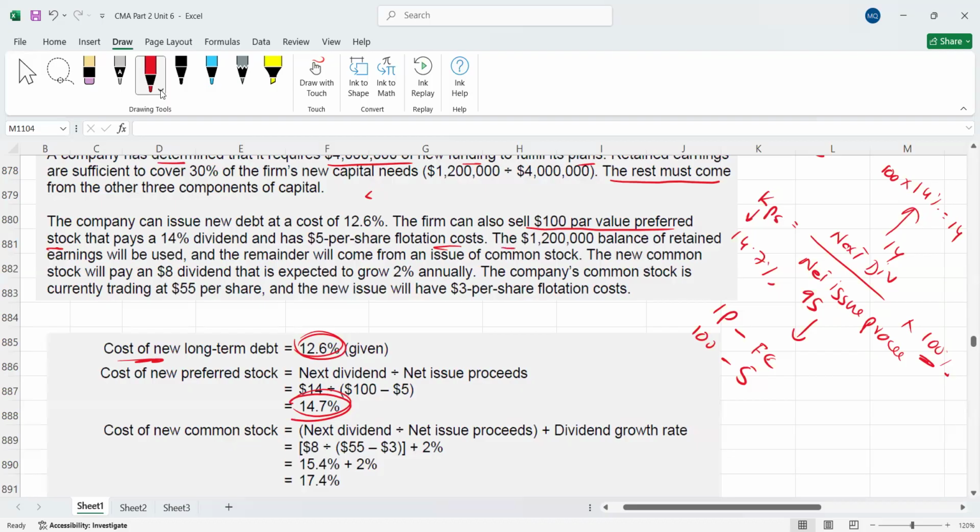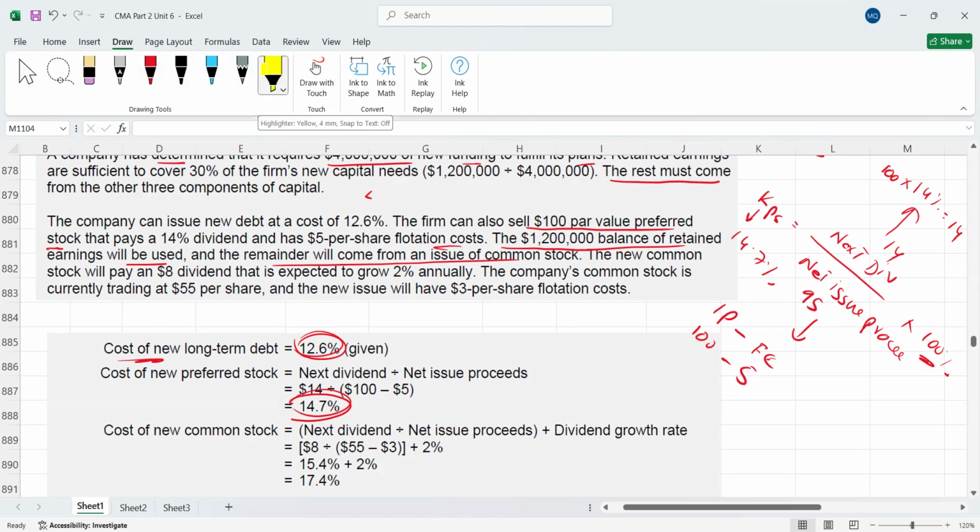They're saying the 1.2 million balance of retained earning will be used. Okay, this he told you we will use. And the remainder will come from the issuance of common stocks. Whatever remainder amount is there, that we will take from common stock. The new common stock will pay. So this is the data for common stock now.